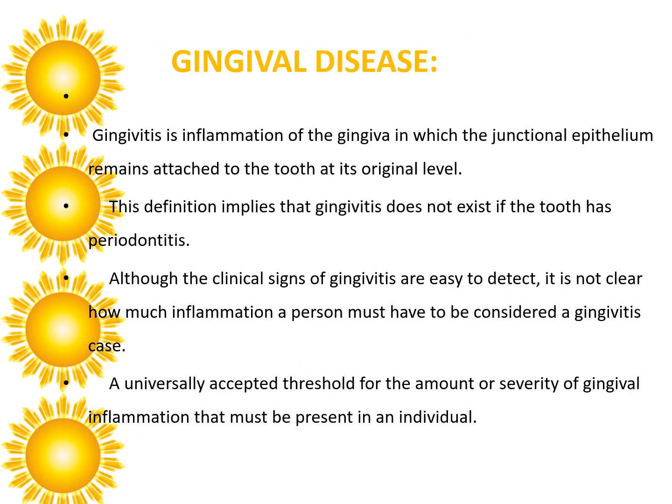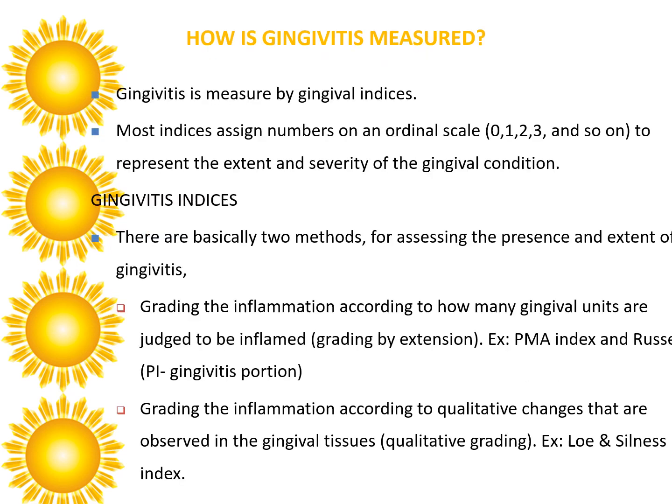And moving on to gingival diseases, what is gingivitis? This is nothing but the inflammation of the gingiva in which the junctional epithelium remains attached to the tooth at its original level. How do you measure gingival diseases? Gingivitis is measured by gingival indices. There are two methods for assessing the presence and extent of gingivitis. One is grading the inflammation according to how many gingival units are judged to be inflamed, and the second one is grading the inflammation according to the qualitative changes that are observed in the gingival tissues.